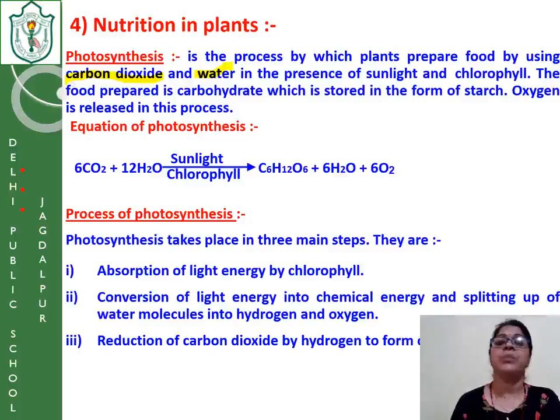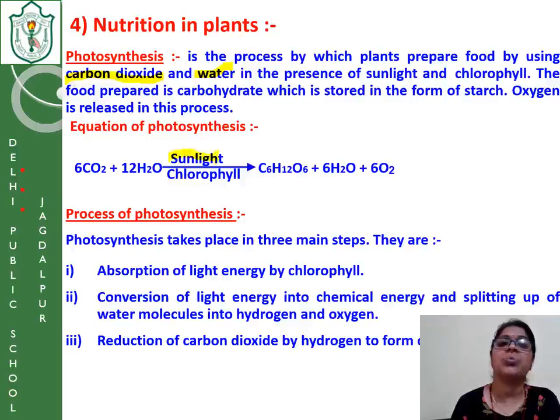But the food is prepared in the form of carbohydrate. Preparation is done in the form of glucose, but when it is stored in the different body parts of the plant, like in the leaves, roots, stems, and branches, it is stored in the form of starch. Now you can see that in the equation, carbon dioxide is one inorganic component, and water is the other inorganic component. These two can be synthesized together when sunlight is there and the chlorophyll is there.